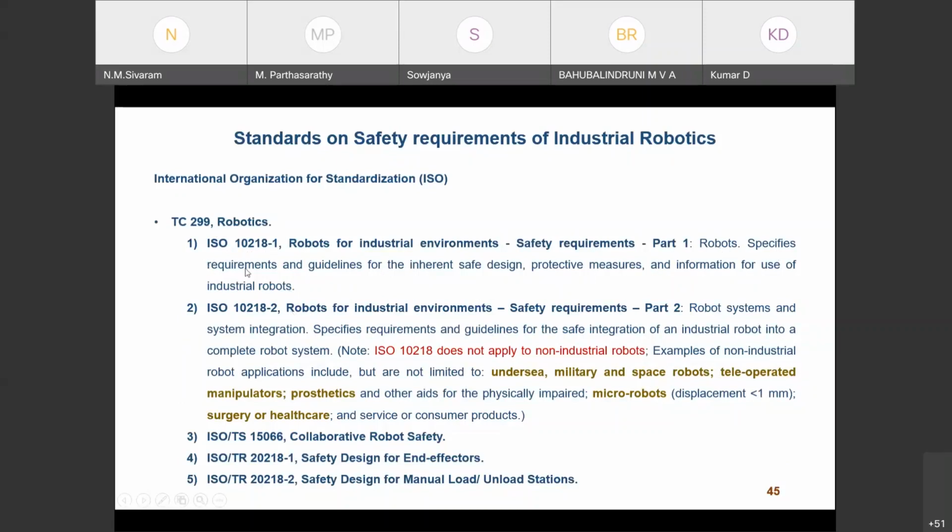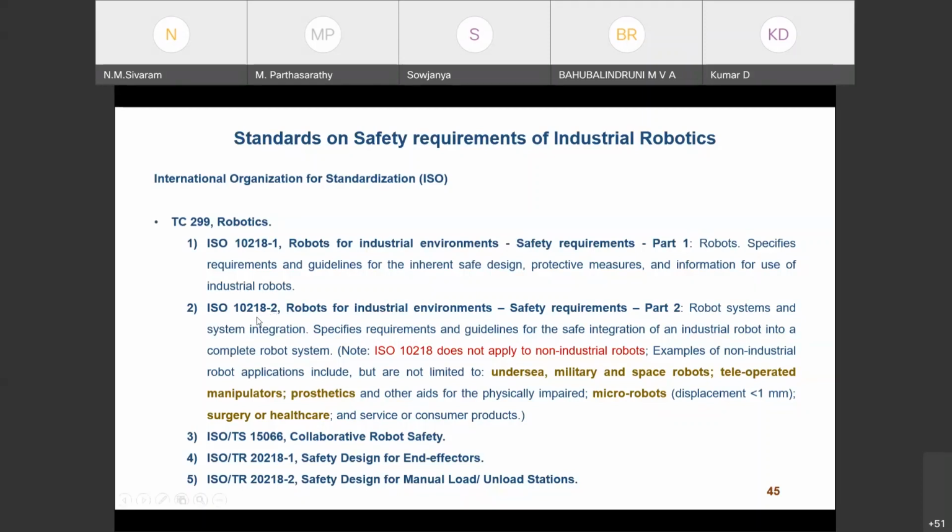Part 1 specifies the requirements and guidelines for inherently safe design. Inherently safe design is very important. In operation, a product should be inherently safer. Whatever controls you have seen are external controls. If the process is inherently safer, that is the best thing we can have for a good, safe and healthier workplace. You can have these standards for an inherently safe design. Similarly, Part 2 covers robot systems and system integration, which specifies the auxiliary components of the robots.